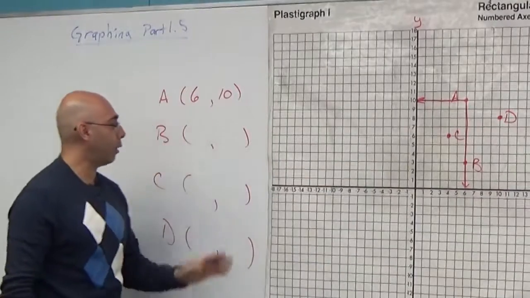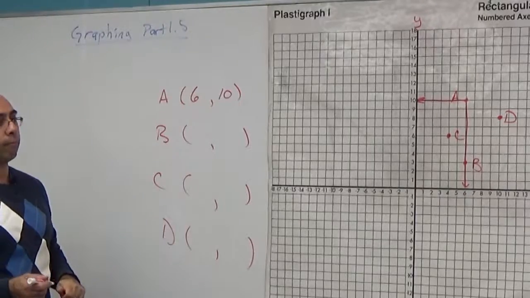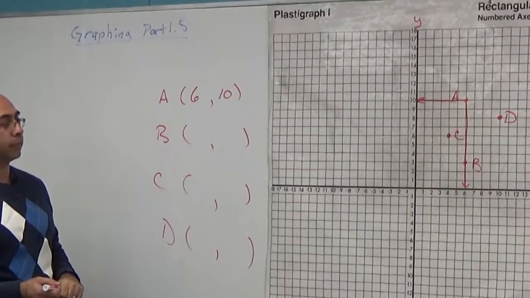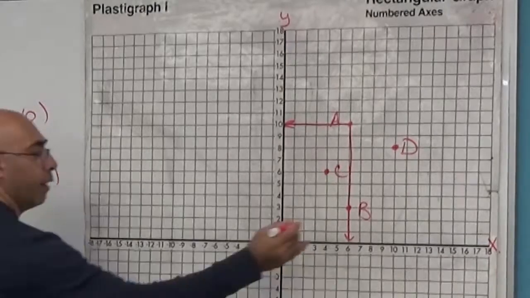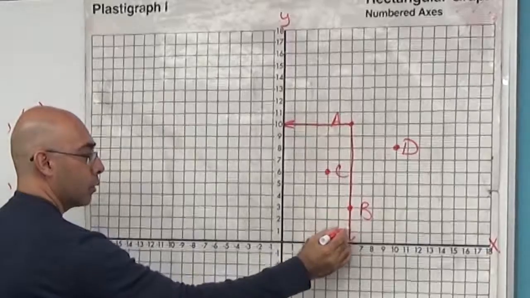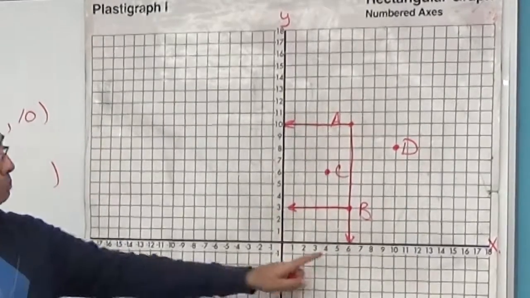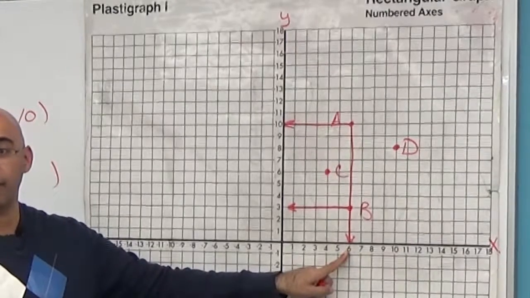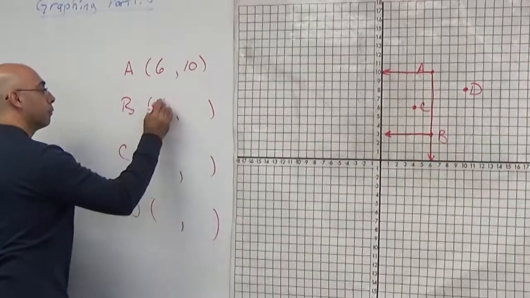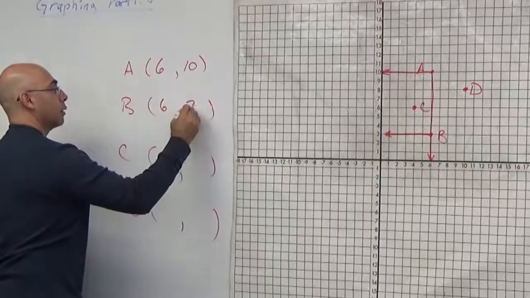So for point B, how would I label point B? Yes, 6, 3. Let's take a look. Here's point B. So it goes to 6 and it goes to 3. Since 6 is on the x-axis, and X comes first in the alphabet, I put the 6 down first, don't I? Which means that number goes next.